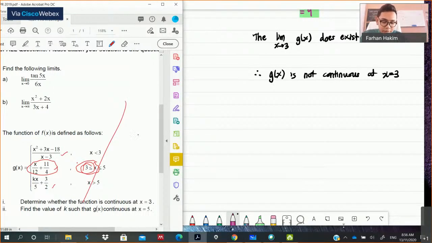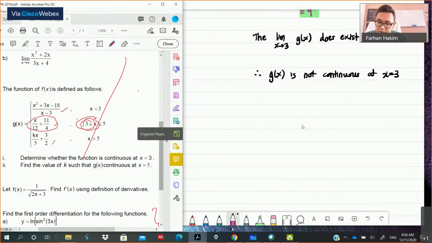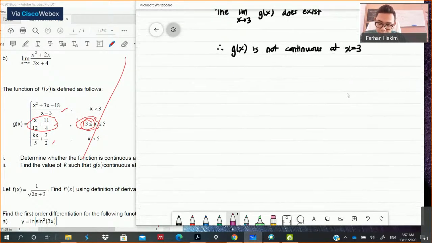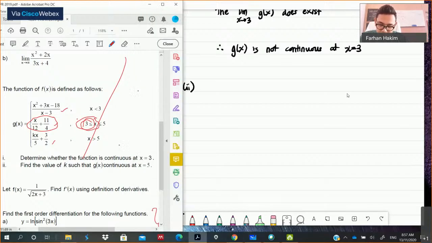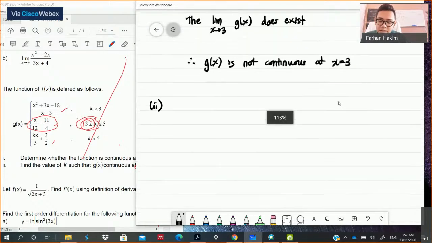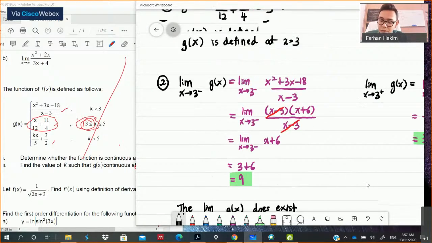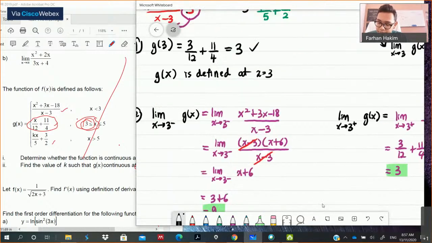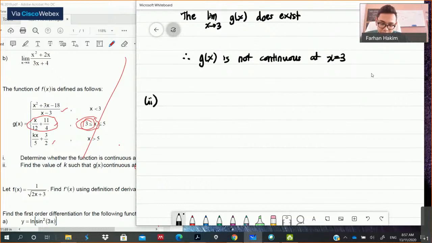Sorry, we still have the second question, the part that is Roman 2. We have to find the value of k such that g(x) is continuous at x equal to 5. So g(x) is continuous at x equal to 5.